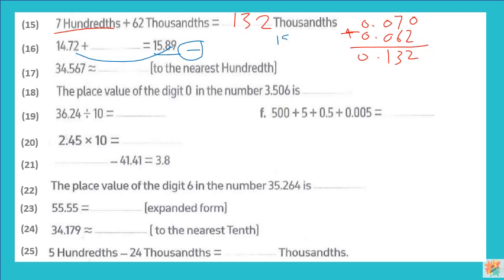So 15.89 minus 14.72. It will be 9 minus 2 equals 7, 8 minus 7 equals 1, and 15 minus 14 equals 1. So the answer here will be 1.17. The next question, number 17.